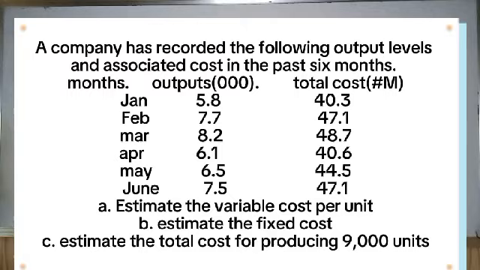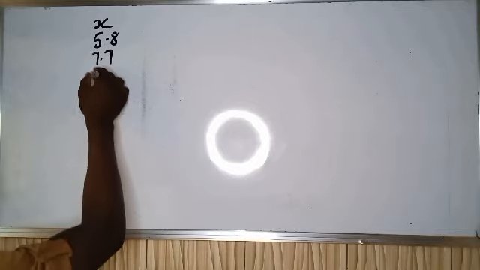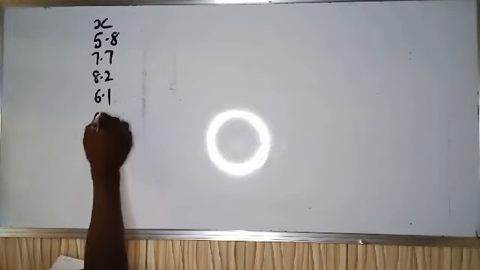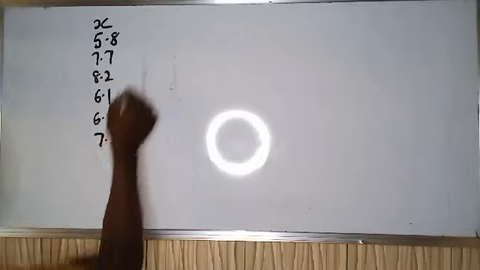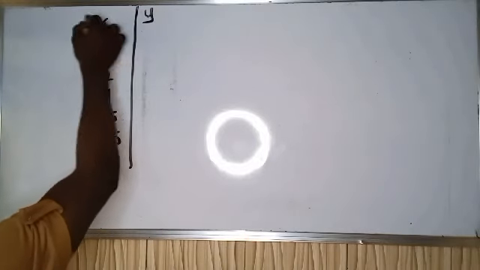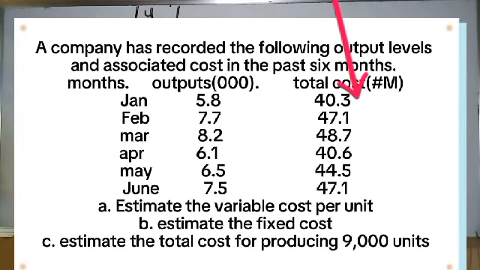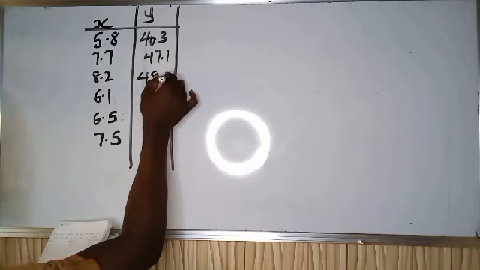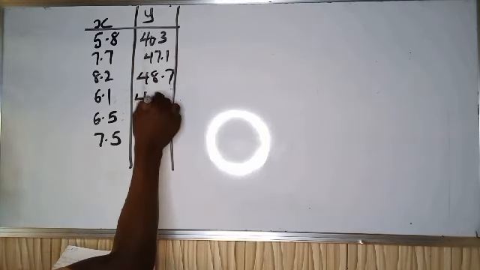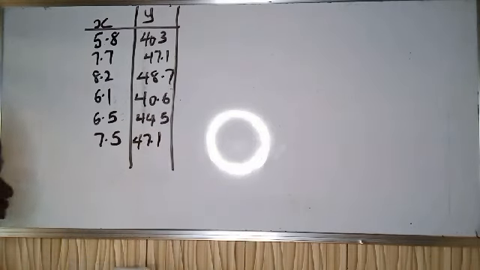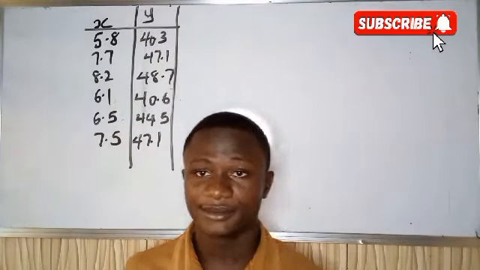So we have something like this. We have x, which is my output: 5.8, 7.7, 8.2, 6.1, 6.5, and 7.5. So this is the x variable. We have y, which is our total cost: 40.3, 47.1, 48.7, 40.6, 44.5, and 47.1. So now you've written out the x variable, you've written out the y variable.